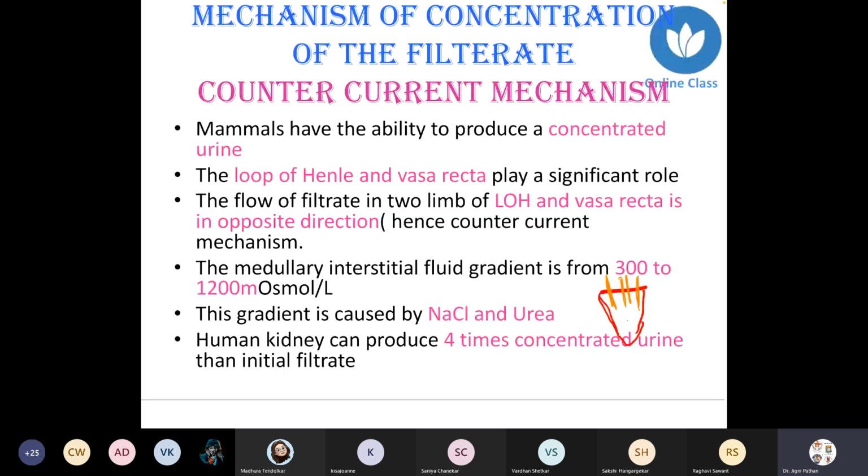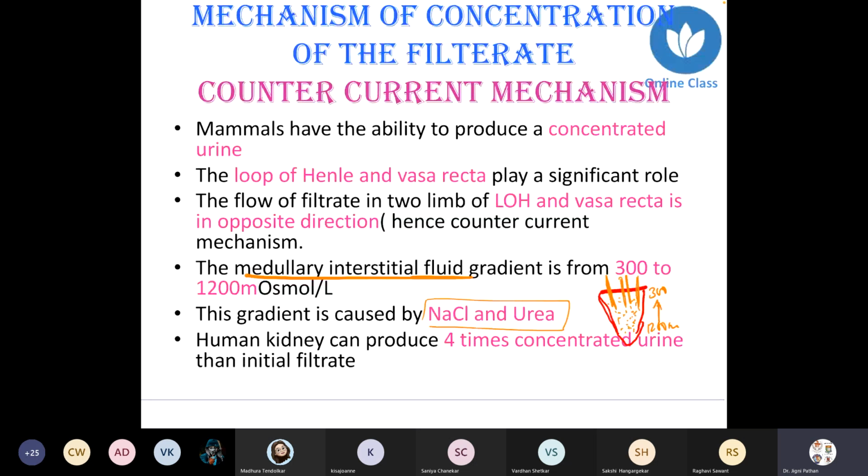The tissue present in the medulla is called medullary interstitial tissue, and the fluid is medullary interstitial fluid, which is present in the medulla. This fluid is in the range of 300 to 1200 milliosmol per liter. It shows a gradient of about 300 to 1200 milliosmol per liter. Who is causing this gradient? NaCl and urea are causing the gradient.